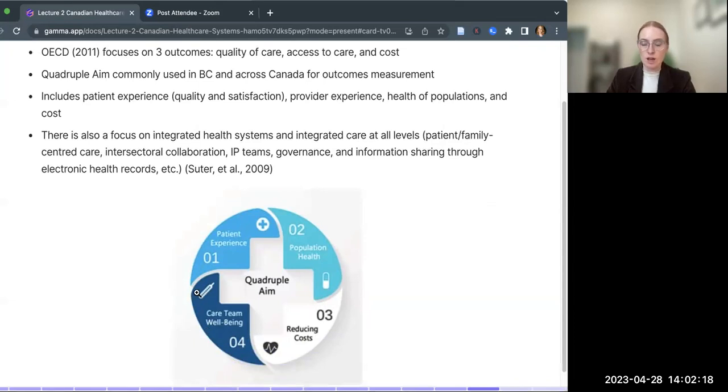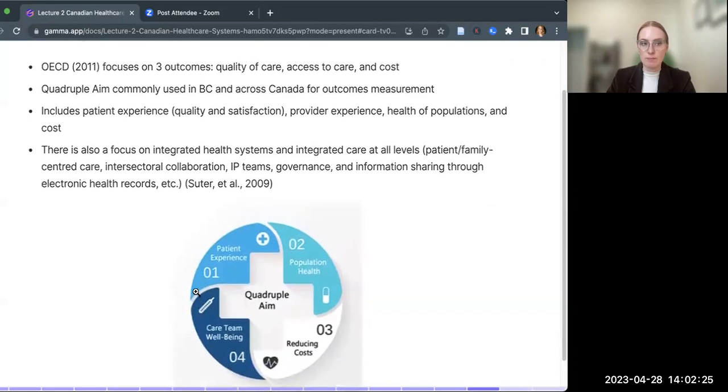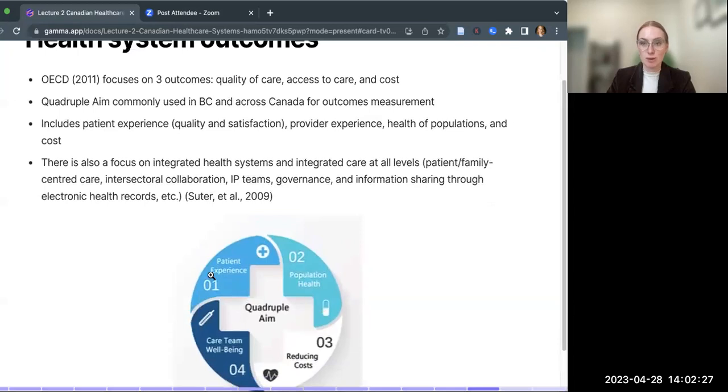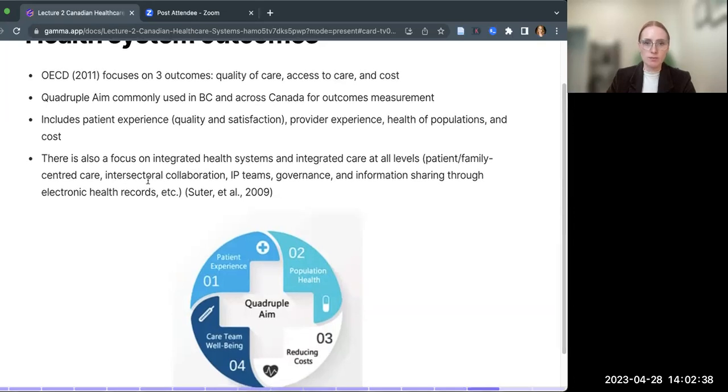So we're talking about the human healthcare resources, accounting for quality of work and quality of life in the care team, which I think most of us know is important to the overall functioning of a quality healthcare system. So: patient experience, quality and satisfaction, provider experience, health of populations, and also the cost. There's a strong focus on integrating the health system and integrating care at all levels to create patient-centered care, intersectoral collaboration, and information sharing.